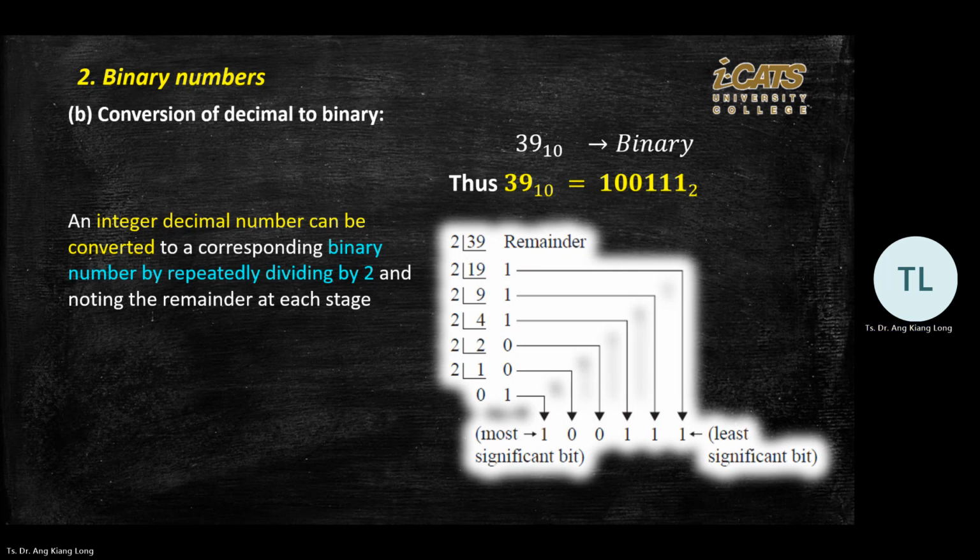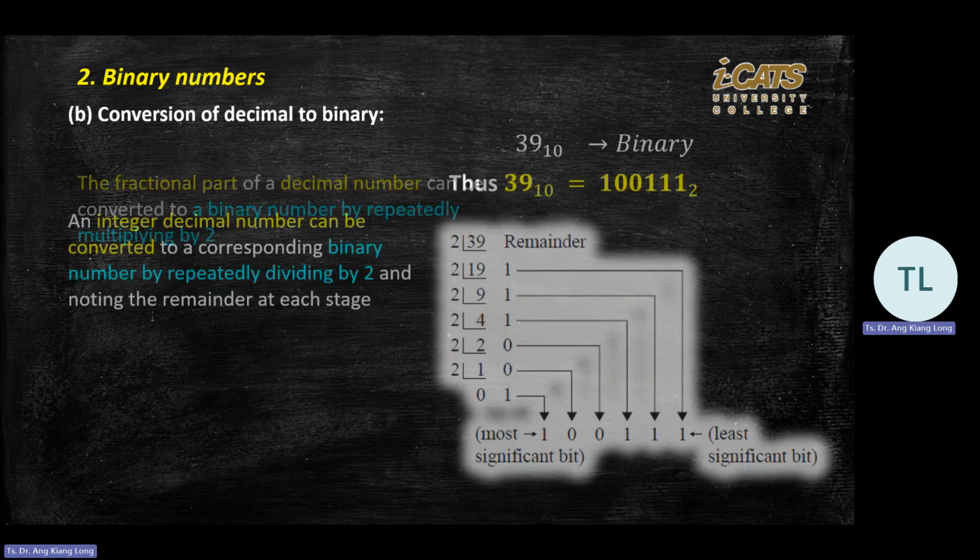Good. If you cannot understand this, raise your hand and let me know. Then in some textbooks or some lecturers, they like to call the one on the left the most significant bit, and the one on the right the least significant bit. Because as you move towards the left, the number becomes bigger and bigger, so it becomes more significant. Understand? Then we move on.